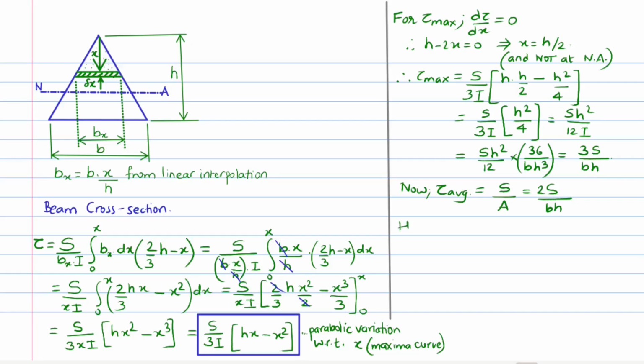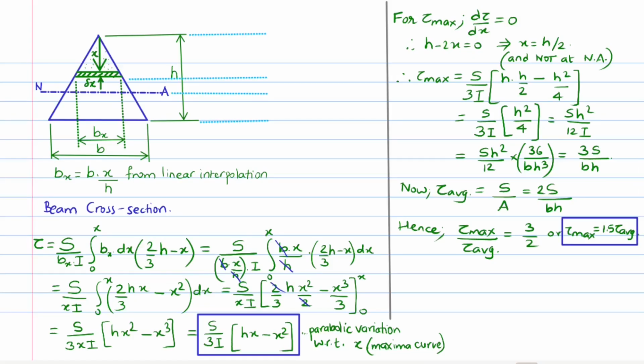Hence, the ratio of maximum shear stress at half the depth and the average shear stress is found to be 3 over 2 or 1.5. Alternatively, the maximum shear stress equals 1.5 times the average shear stress.